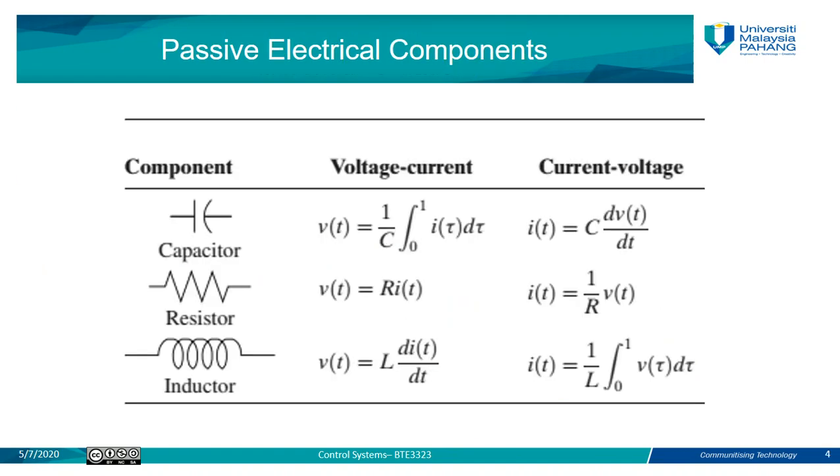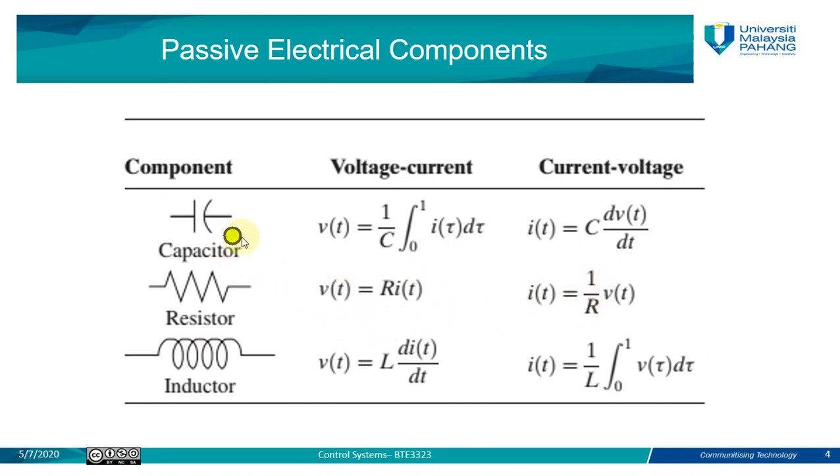This table shows the relations between the passive components and the voltage and current, and how we can define the voltage and current for each element. As you can see, this is the resistor, and this is Ohm's law: V of t equals R times I of t, and also the current is equal to V of t over R.